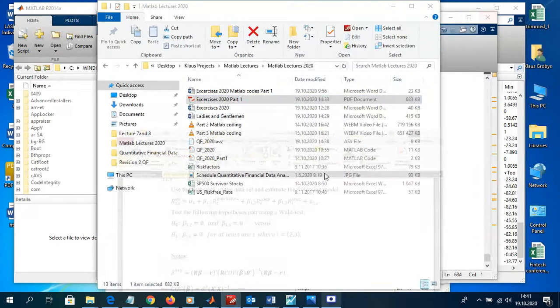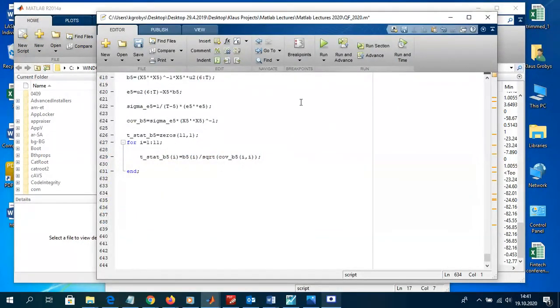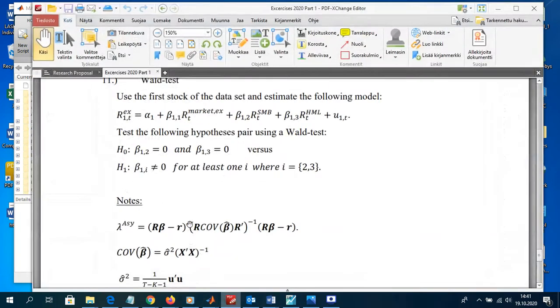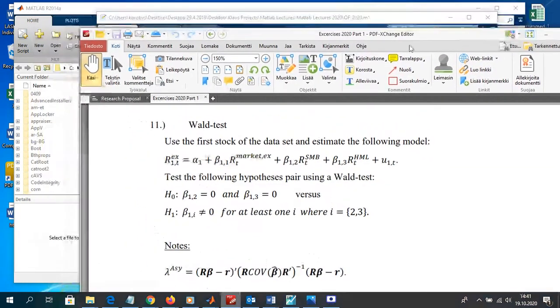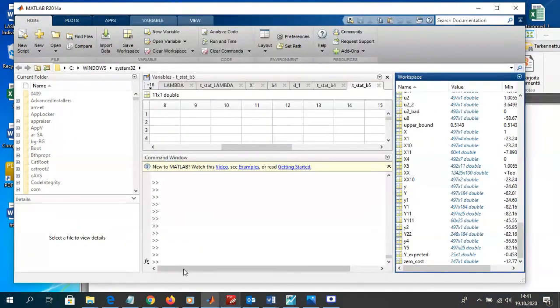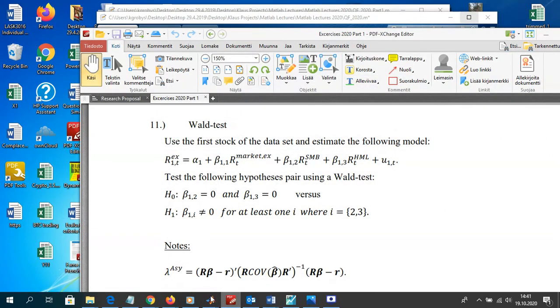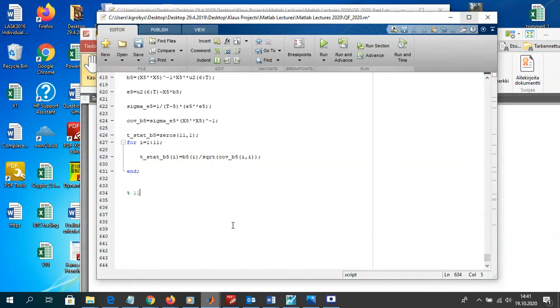So how would we implement this test in MATLAB? Let's denote this as our exercise number. Let us see, it's exercise number 11. It's called the Wald test.